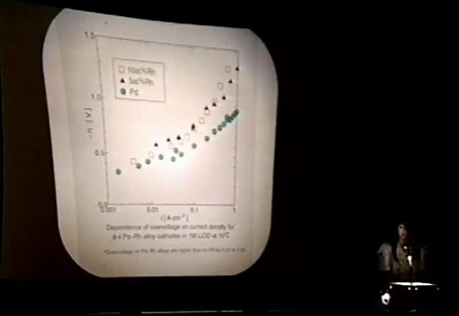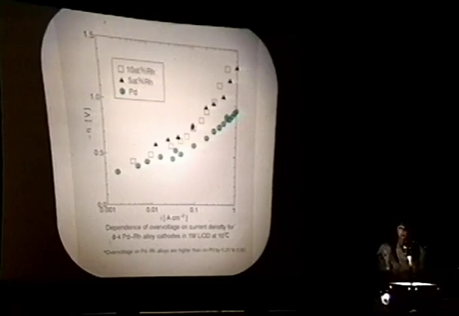This figure shows dependence of overvoltage on current density for palladium-rhodium alloy cathodes in 1 molar LiOD at 10 degrees C. Overvoltage on palladium-rhodium alloys are higher than on palladium by 0.2 volts to 0.8 volts.